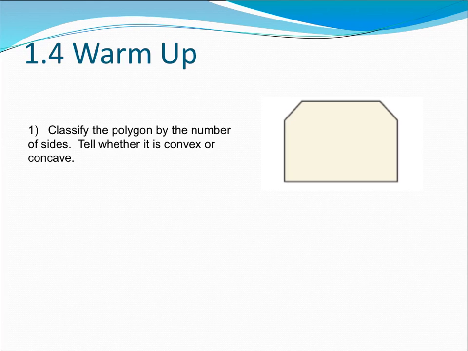So I'm going to classify it by the number of sides. So 1, 2, 3, 4, 5, 6 sides. So I know that a 6-sided polygon is called a hexagon. So that's what it means to classify it by its number of sides.